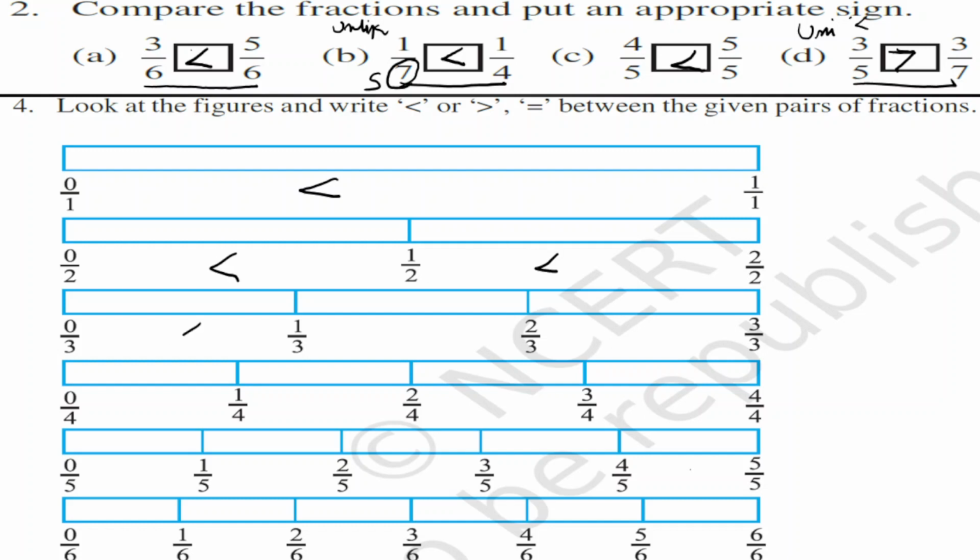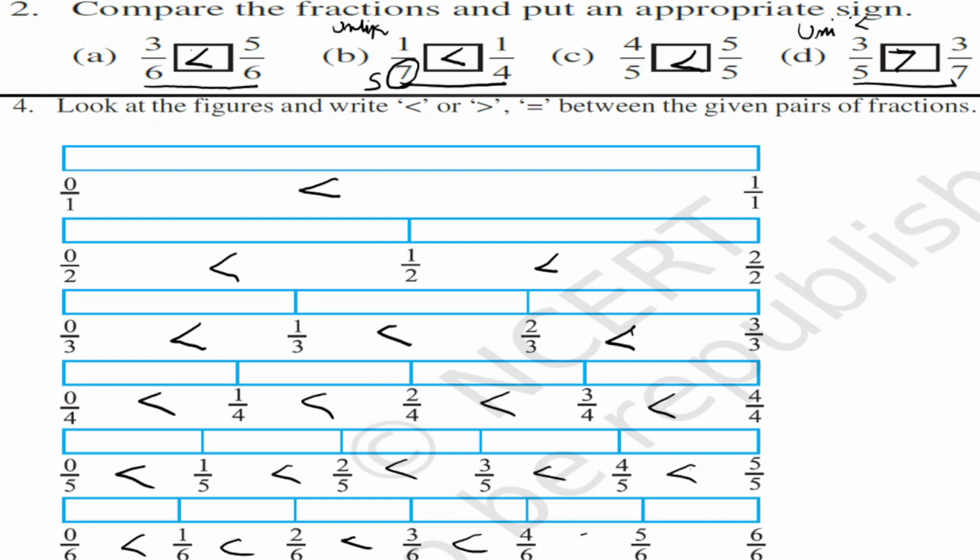All these are like fractions, so we can compare the numerators. So 0 is less than 1, 1 is less than 2, 2 is less than 3. And here also 0 is less than 1, 1 is less than 2, 2 is less than 3 and 3 is less than 4. The comparison of like fractions is very easy. It is like comparison of natural numbers.